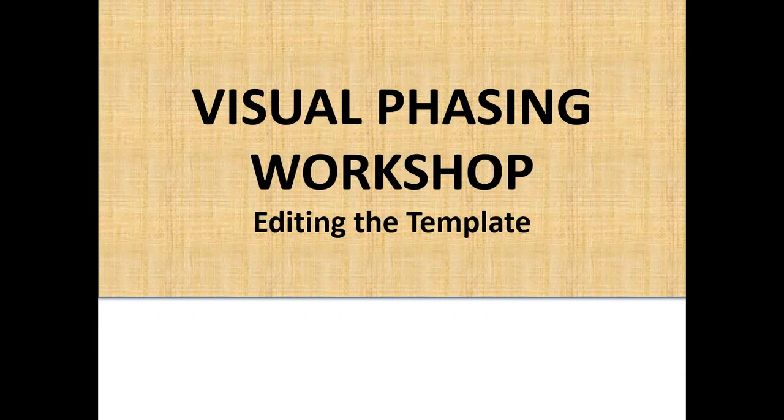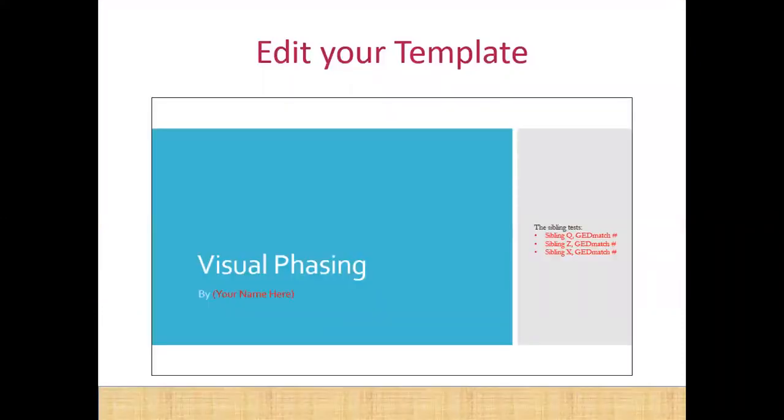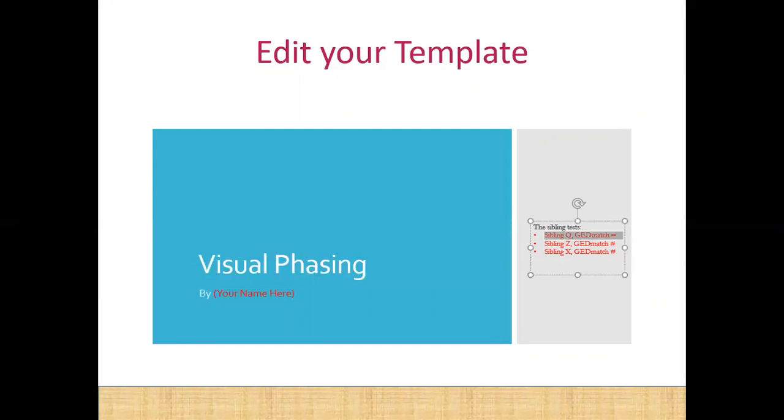My template, pictured on the screen, has editable information in red, so you can highlight what you want to change and type over it. Some information, like the names of siblings and their GEDmatch numbers, can be changed using the Find and Replace feature.